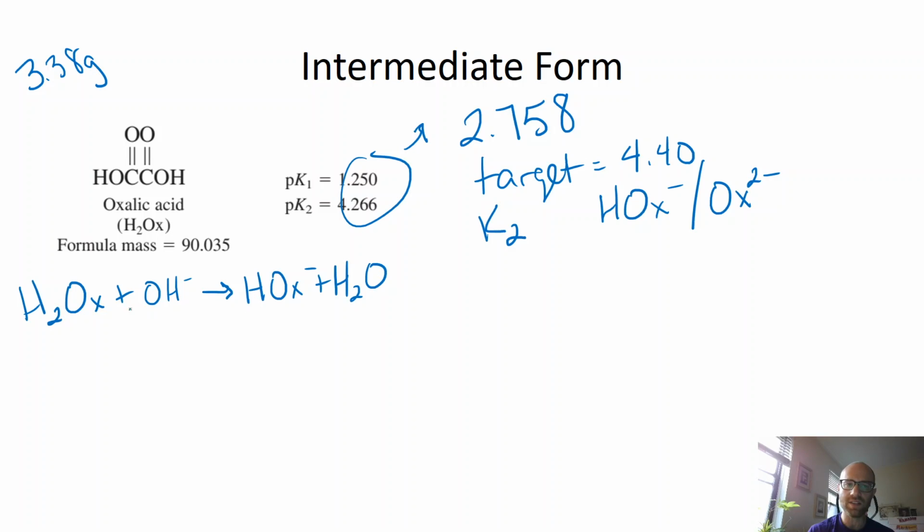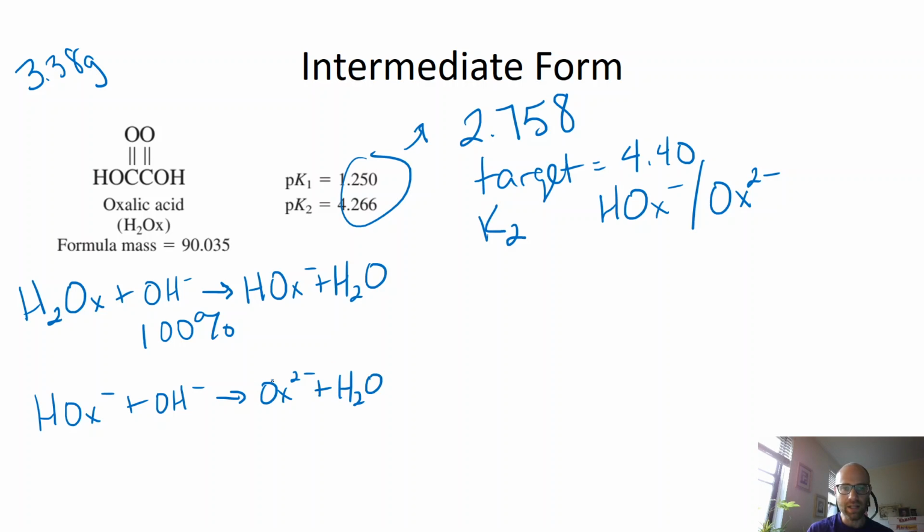In fact, we don't want to do this halfway to create a mixture of the acid form and the intermediate form. We want a mixture of the intermediate form and the basic form. So we want to do this reaction 100%, and then we want to do this reaction less than 100%, so that the oxalate ion that we create and the intermediate form that we don't react stay mixed to make our buffer. So this will be less than 100%. So we're going to look at both of those.